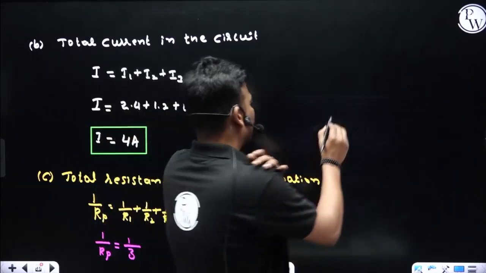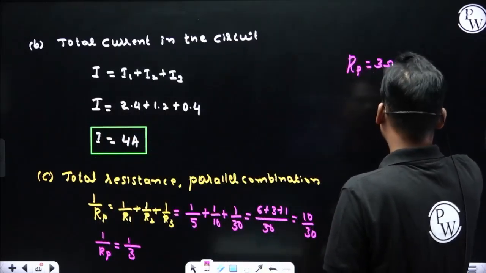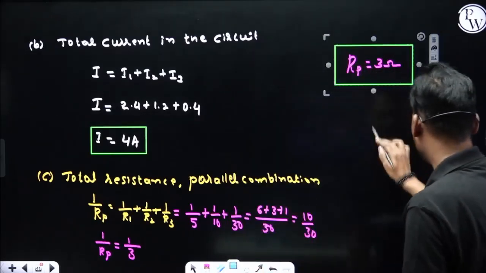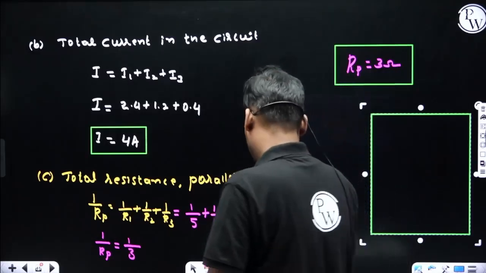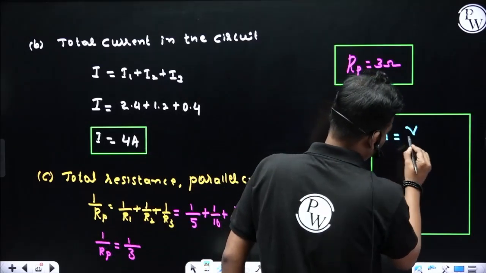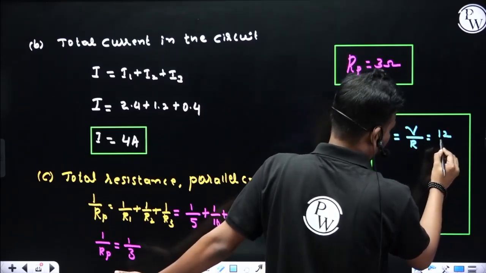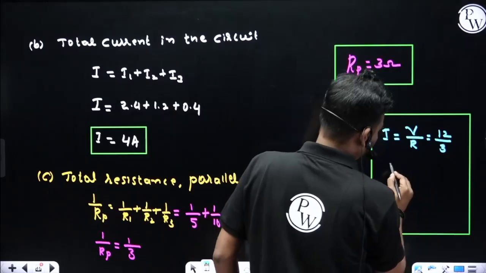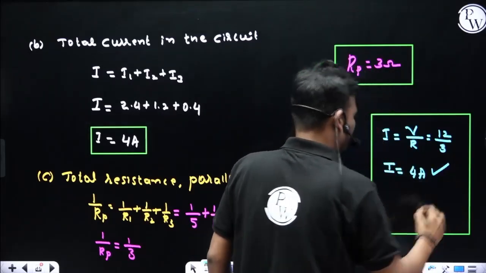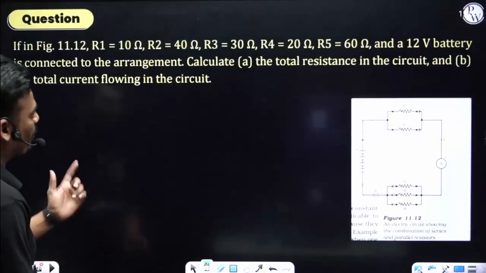So Rp value equals 3 ohm. Okay. So 3 ohm. If you want to cross check it, you can check the current. So current is equal to total potential difference divided by total resistance. Total potential difference is 12, total resistance is 3. So I equals 12 divided by 3, that is 4 ampere. Correct. Cross checking. Okay. Now let's move on to the next question.